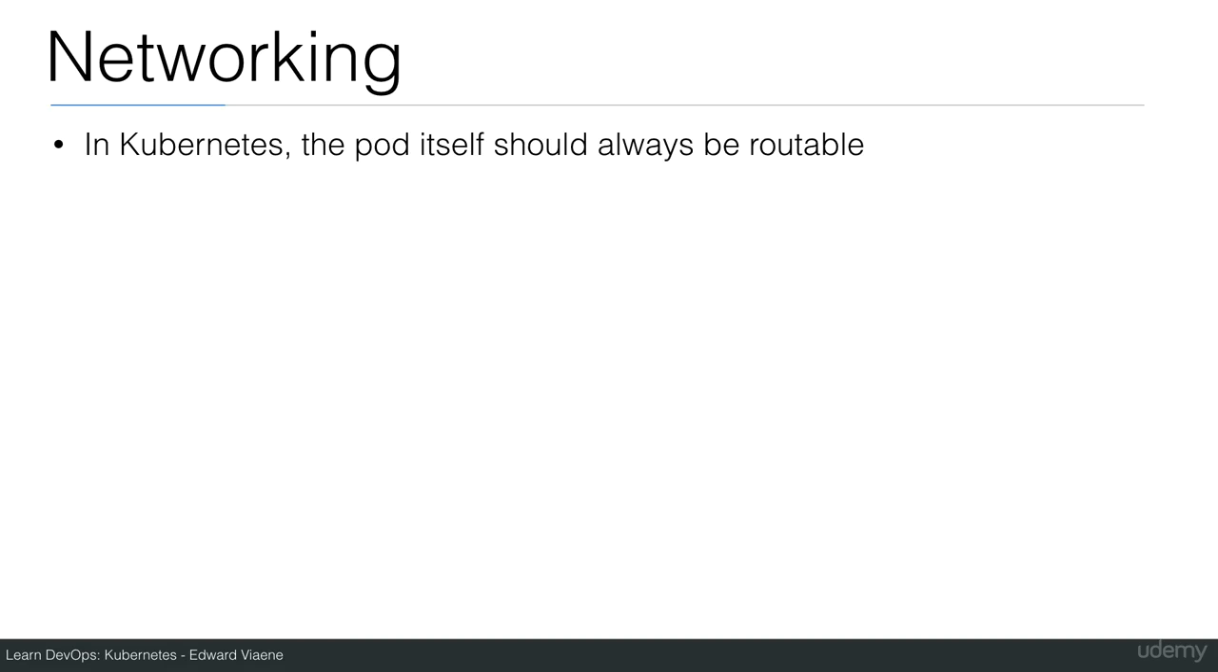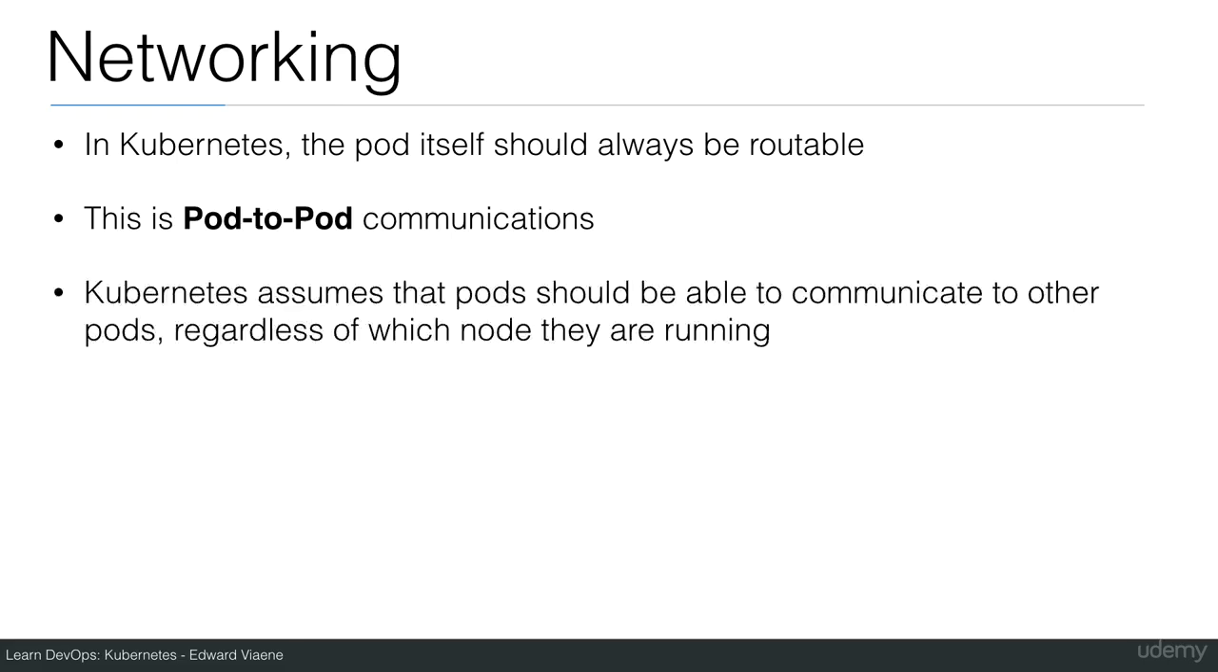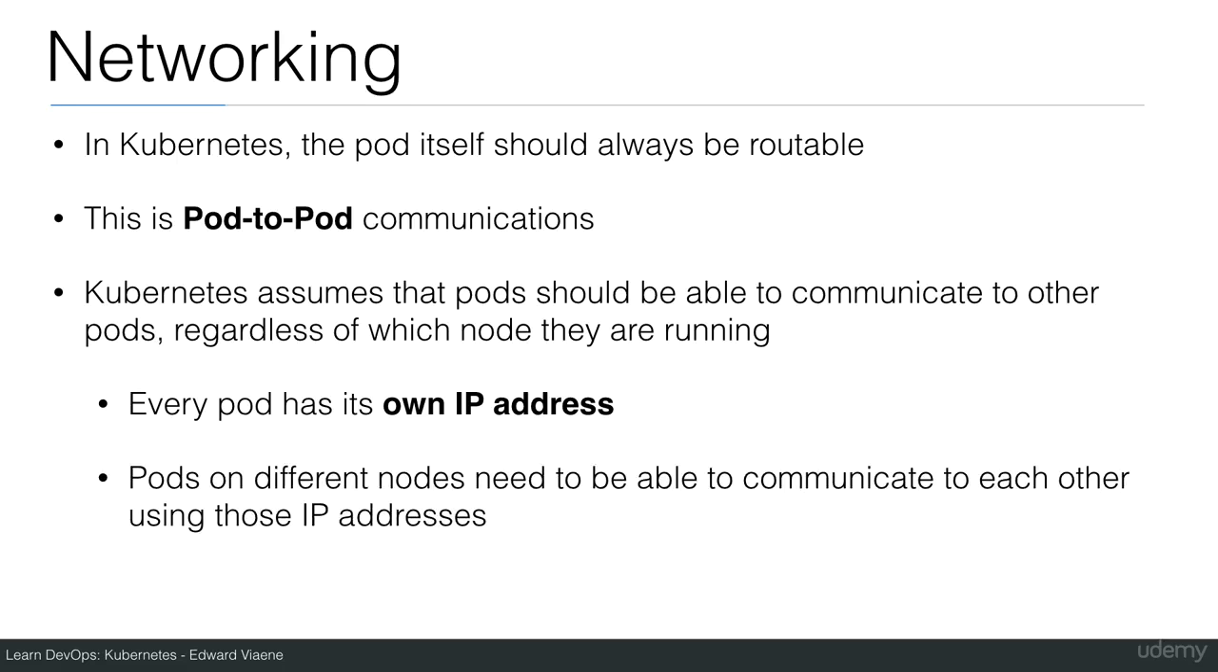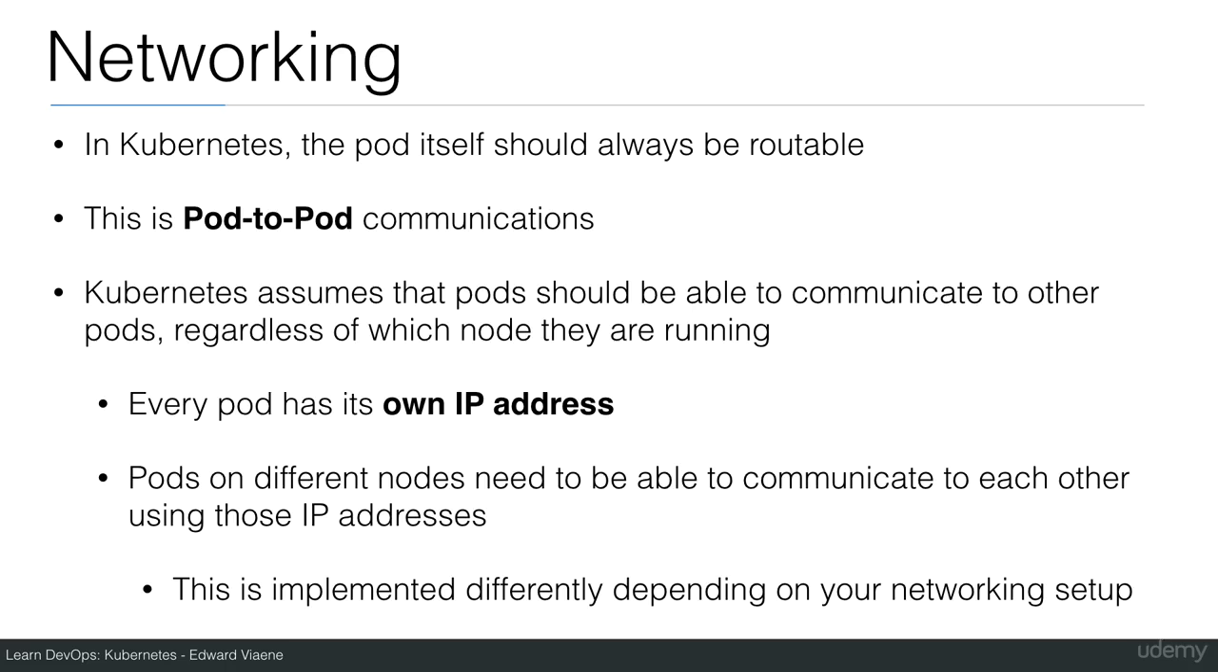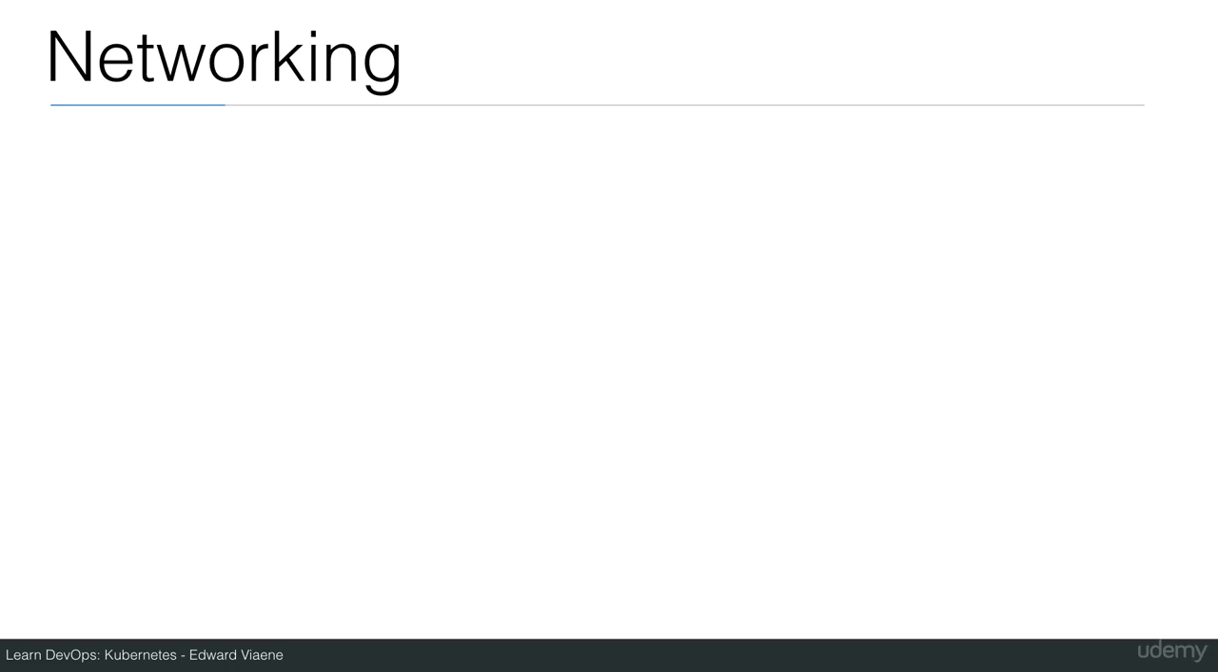In Kubernetes, the pod itself should always be routable. This is pod-to-pod communications. Kubernetes assumes that pods should be able to communicate to other pods regardless of which node they are running. Every pod has therefore its own IP address. Pods on different nodes need to be able to communicate to each other using those IP addresses. This is implemented differently depending on your networking setup.